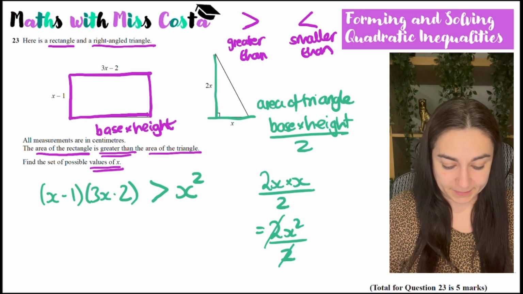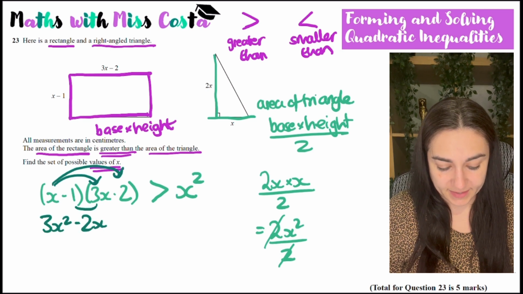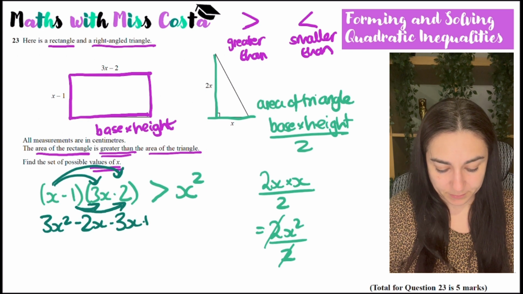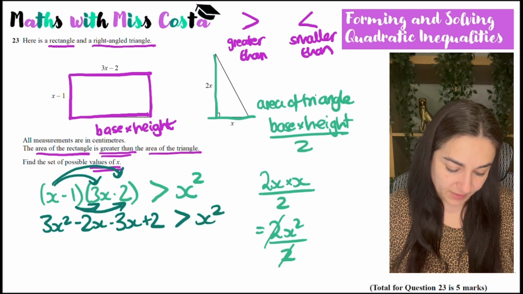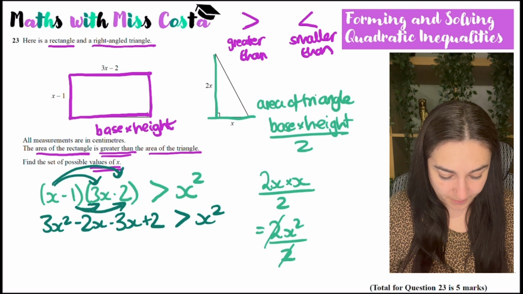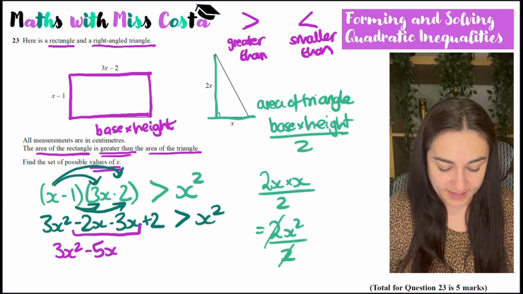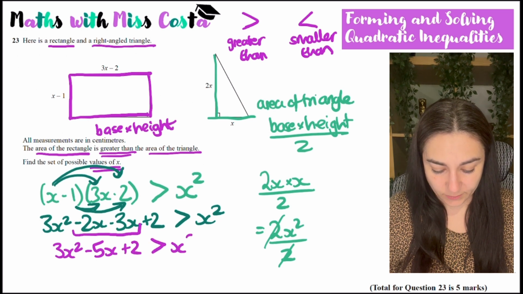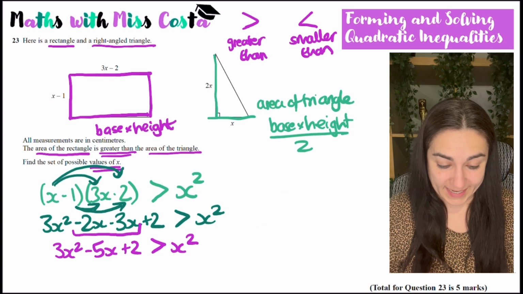Then I can just expand my brackets. So 3x times x is 3x squared. x times minus 2 is minus 2x. 3x times minus 1 is minus 3x. And minus 1 times minus 2 is positive 2. And I know that must be greater than x squared. So let's clean that up. 3x squared minus 2 minus 3 is minus 5x, and plus 2 must be greater than x squared. What I can do next is bring it all together.